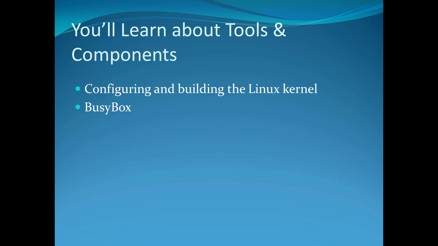The goal of BusyBox is to reduce the storage footprint of an embedded Linux system. Then we'll look at U-Boot, a very popular open source bootloader that is widely used in embedded Linux products. Git is a source code management tool widely used in the open source community.